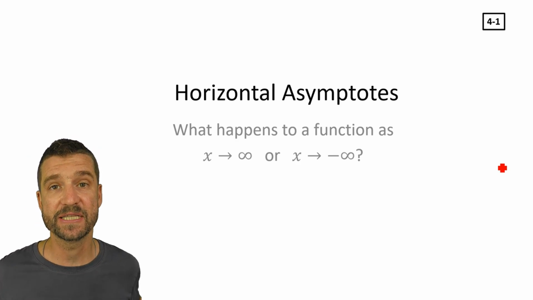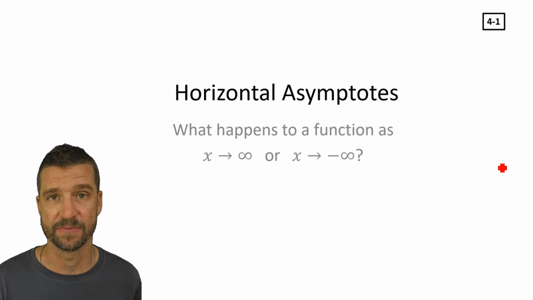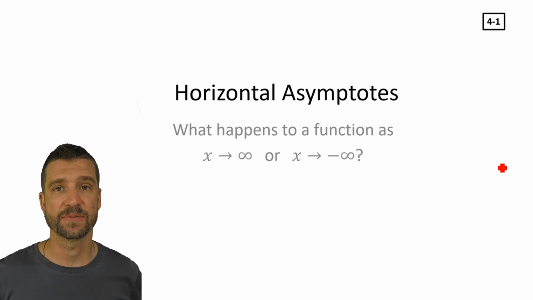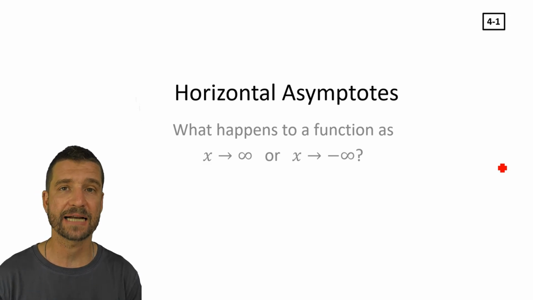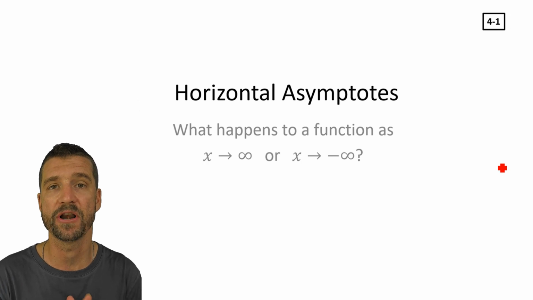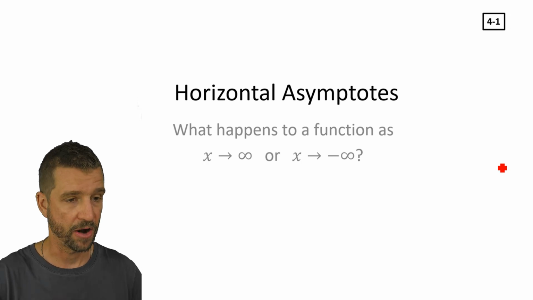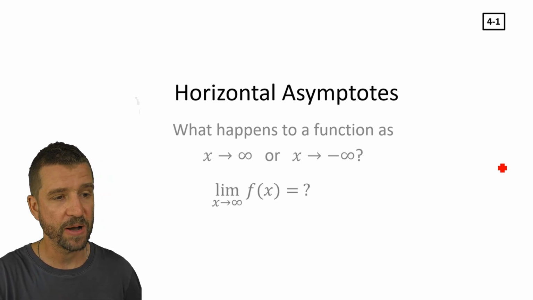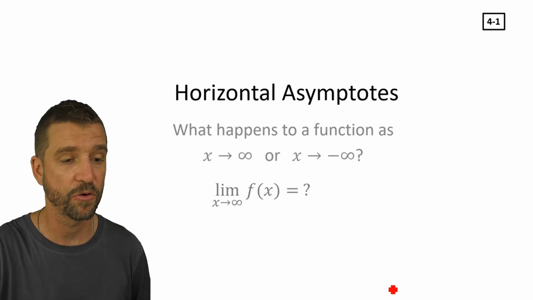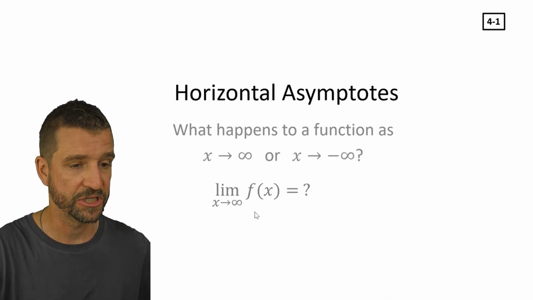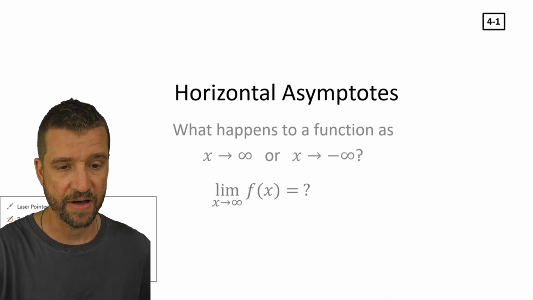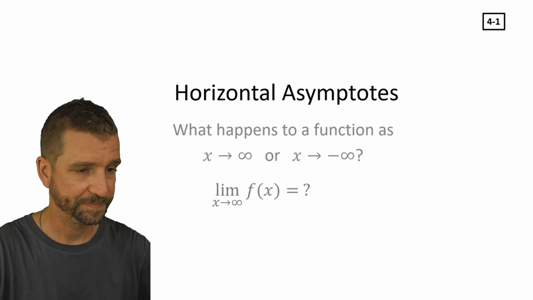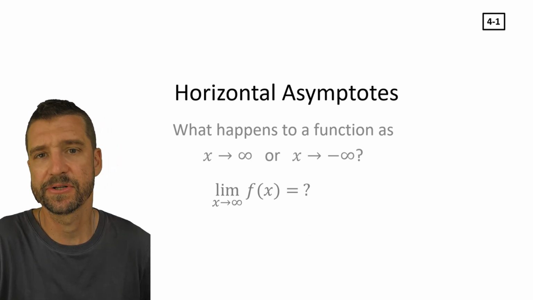In this video, we will be talking about horizontal asymptotes, okay? So horizontal asymptotes occur as x goes to positive or negative infinity, all right? And we can talk about horizontal asymptotes when we're looking for the limit as x approaches infinity of f of x. Yeah, so let's get into it.